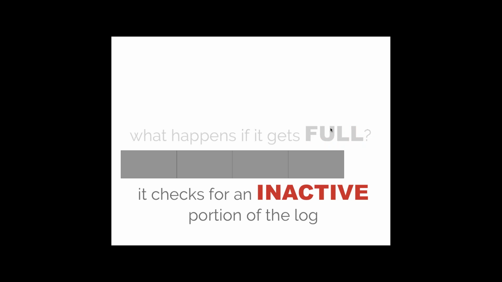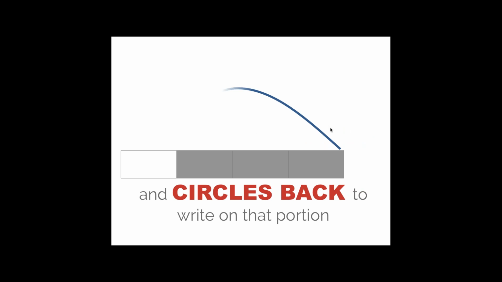Well, the first thing SQL Server does is check for an inactive portion of the log. It looks at the virtual log files inside the log file being sequentially accessed. Here's what SQL Server will do. It will circle back to write on that portion. So say, for example, that the very first virtual log file is marked inactive. It will go back to that and start writing on it. Now let's say the first portion is not inactive, but the second one is. It will write on the second one, but skip the first one.